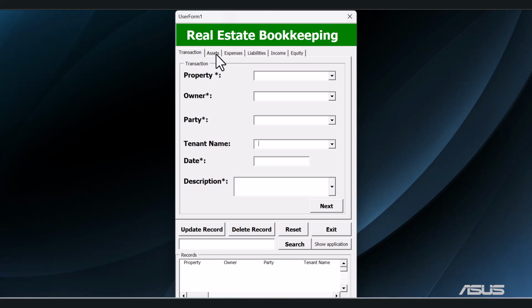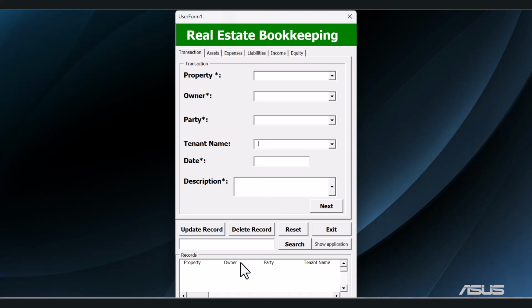Now the next several tabs are the buckets, which you will recall from the first few videos. We needed all these buckets of assets, expenses, liabilities, income, and equity to hold all the different transactions that you might have in your business. And we're going to go through those when we look at an example transaction.